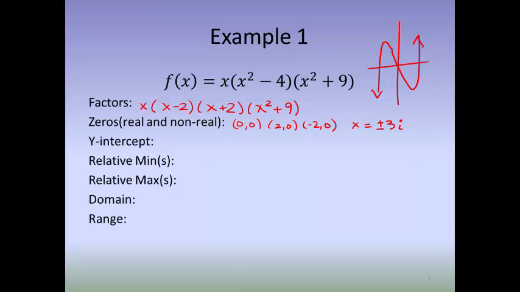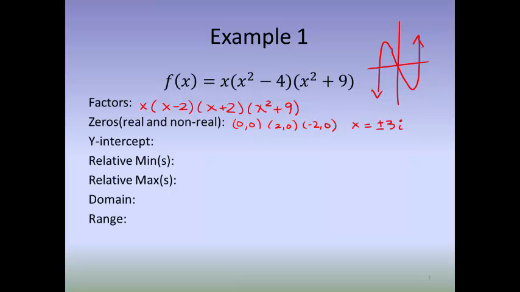So those are the non-real zeros, which writing them as ordered pairs is not appropriate mathematically. Okay, my y-intercept. Remember, your y-intercept comes from plugging in zero. So you need to remind yourself, write down plug in 0.